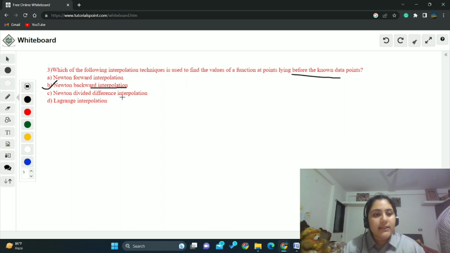As we have seen in question number 1, Newton divided difference estimates the value outside the data point range, and the same goes for Lagrange. The correct answer would be option B, Newton backward interpolation.